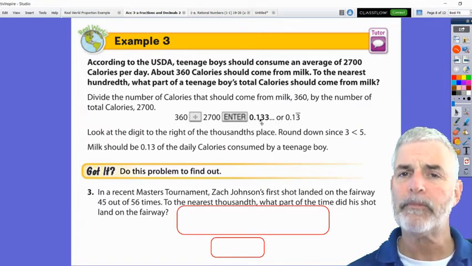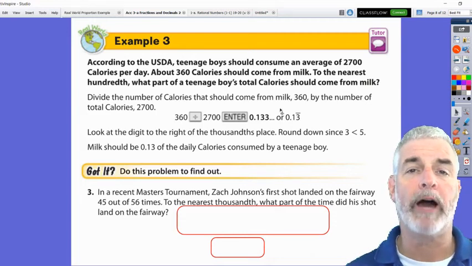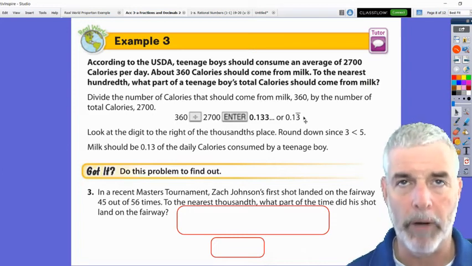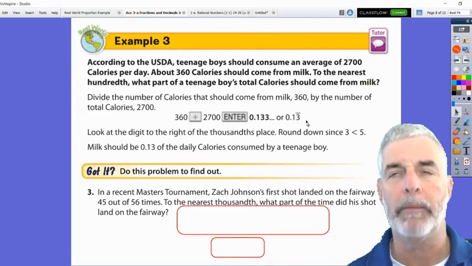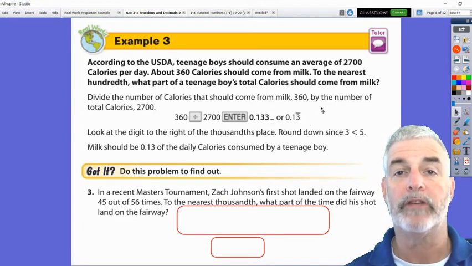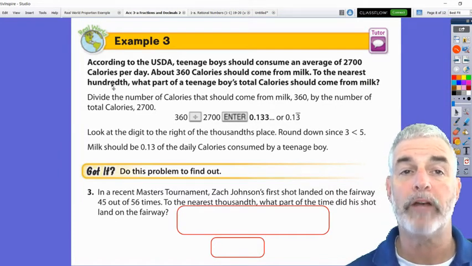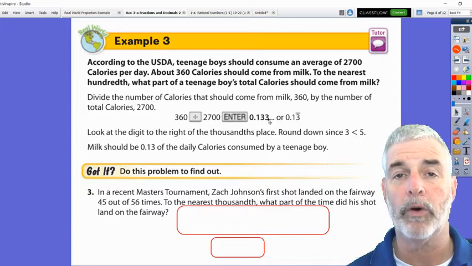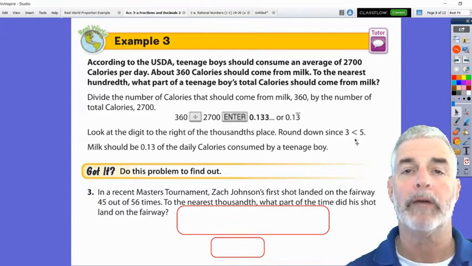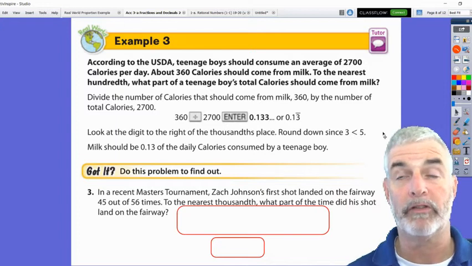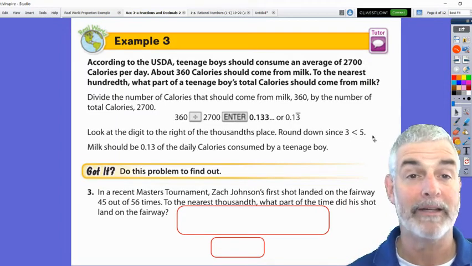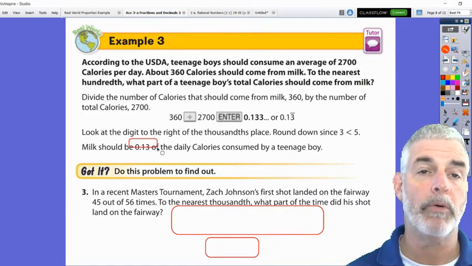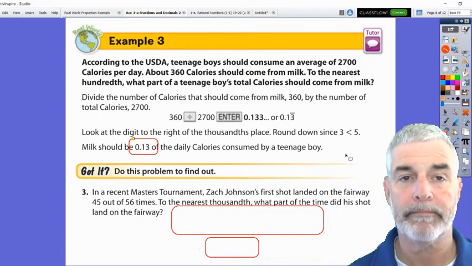Okay? So when you're given instructions to round, because we typically don't report real-world answers with repeating decimal bars, right? It's like, well, approximately how much is it? 0.13 repeating. Well, it says to round to the nearest hundredth. That's 2 decimal places. So 0.13, and look at the next decimal place. It's less than 5, so it stays as 0.13. That's all this discussion about rounding down because it's less than 5. Hopefully you're all okay with that. So the answer to this problem is 0.13. Milk should be 0.13 of the daily calories.